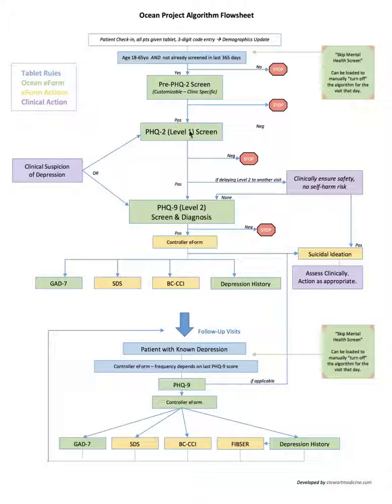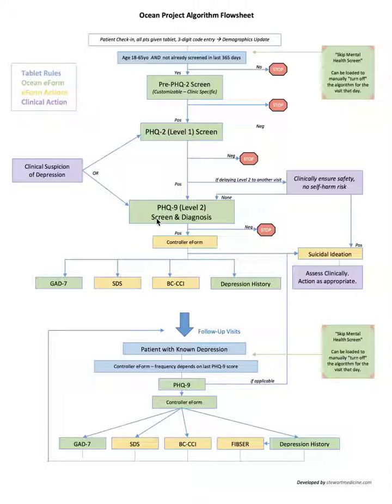If the patient does the PHQ-2 screen and answers yes to one of the two questions, that's a positive screen, so it will automatically progress down to the PHQ-9. And again, this is all happening automatically without any manual intervention, so it's a really great way to drill down automatically. But if they're negative on the PHQ-2, the algorithm stops.